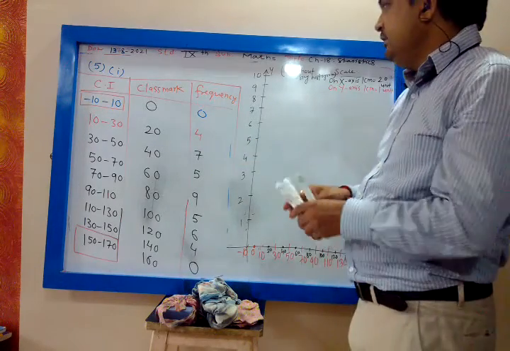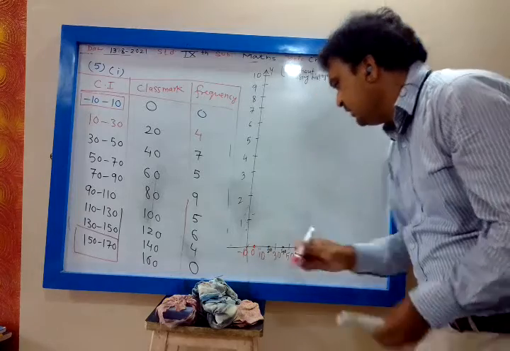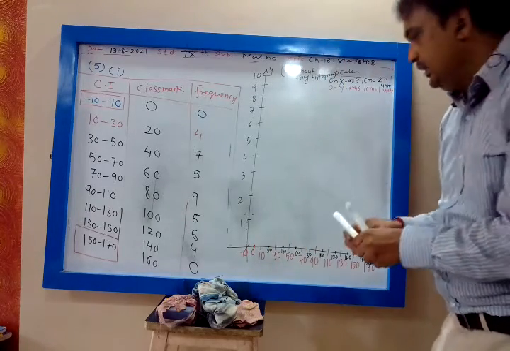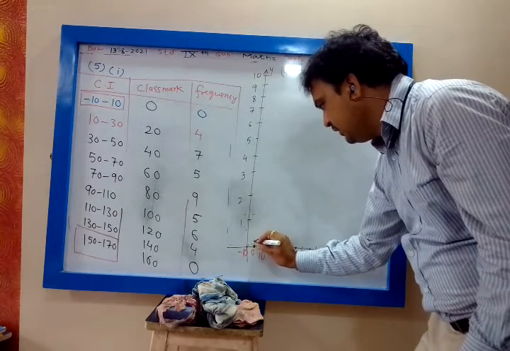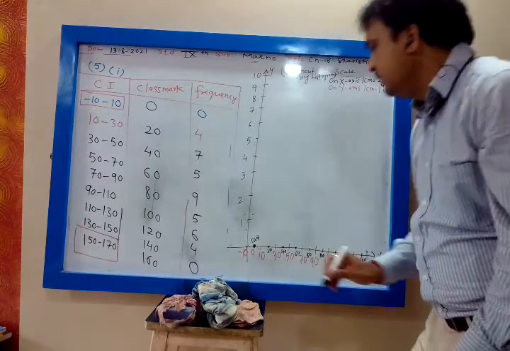So for the first it is 0, 0. So what will I do? This I will darken, 0, 0. Okay. This point you can write 0, 0.